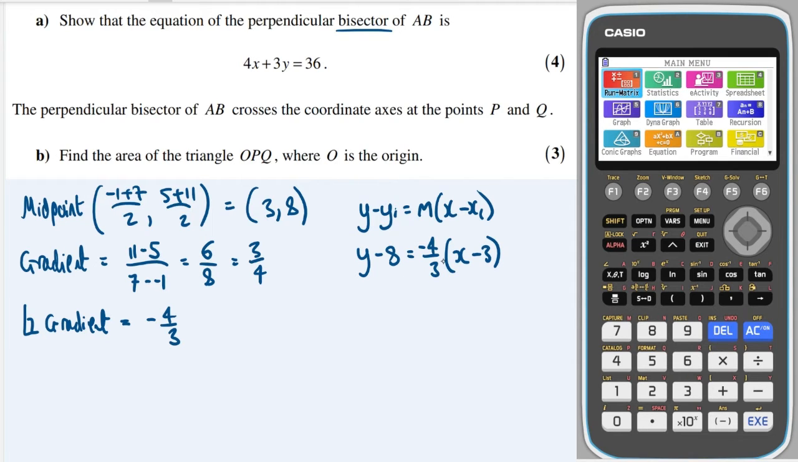Great thing about this formula is I can just multiply both sides by 3. This gives me 3y minus 24, and then I can just multiply this bracket out by minus 4. So that gives me minus 4x, and minus make a plus, so 12. And then all I need to do is bring the x over to this side, keep the 3y on this side, and then move the 12 over to that side to get 36.